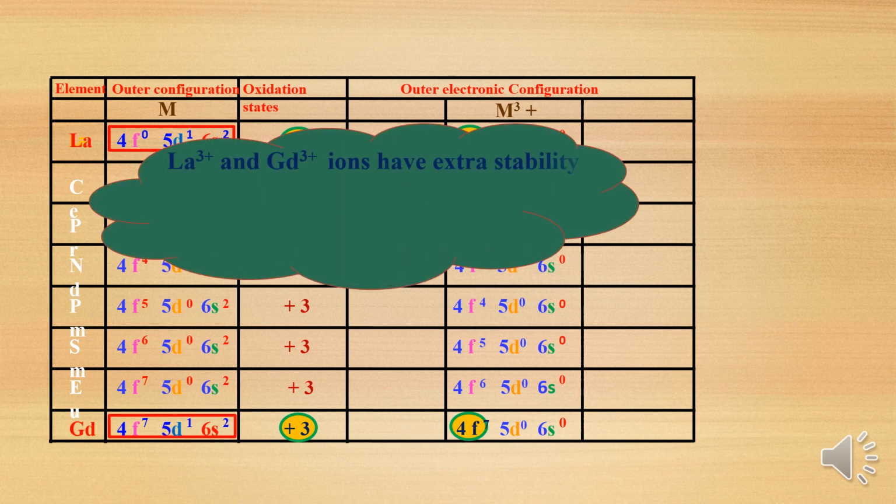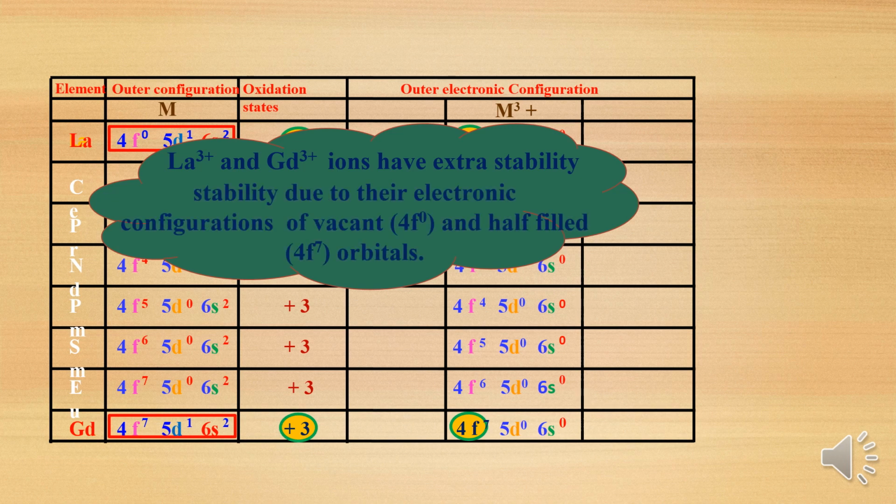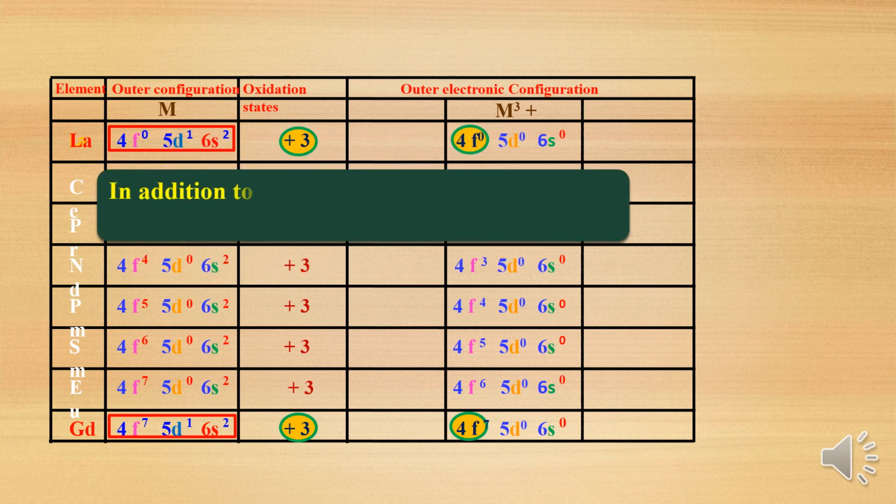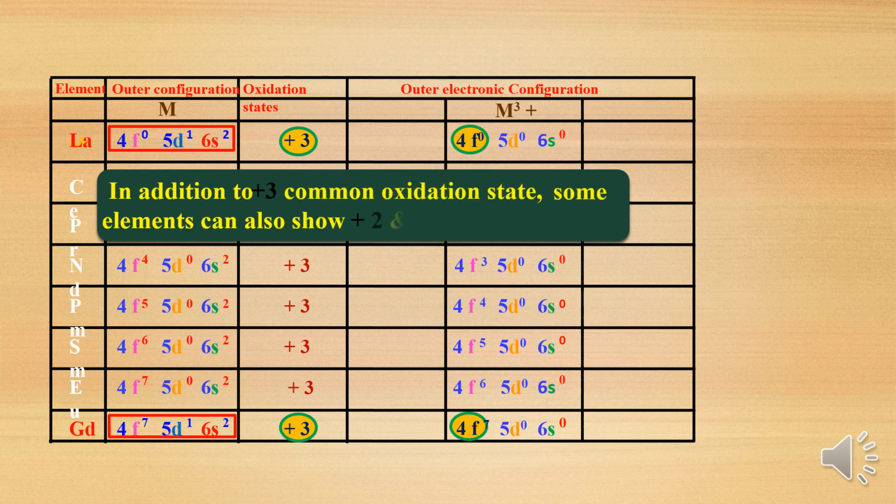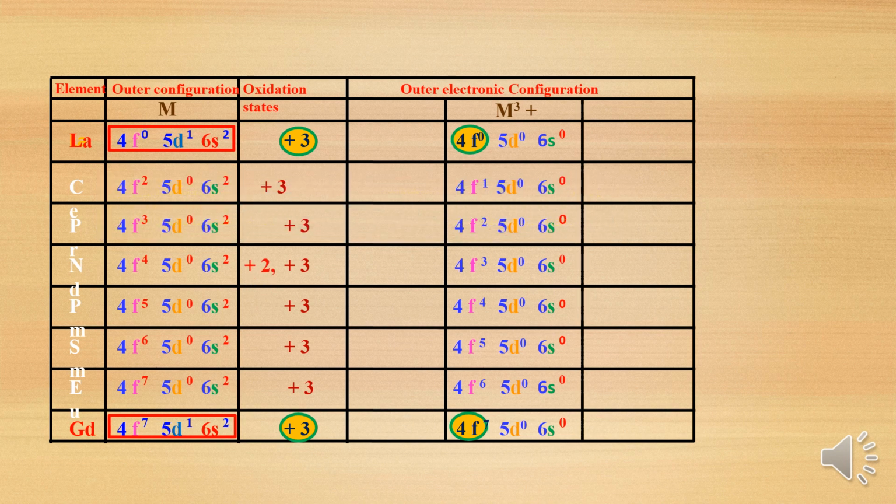Other than this +3 oxidation state, lanthanum +3 and gadolinium +3 ions have extra stability because, as I already told you, of the vacant orbital and half-filled orbital. Vacant and half-filled orbitals have extra stability. Now in addition to the +3 oxidation state, some elements can show +2 and +4 oxidation states.